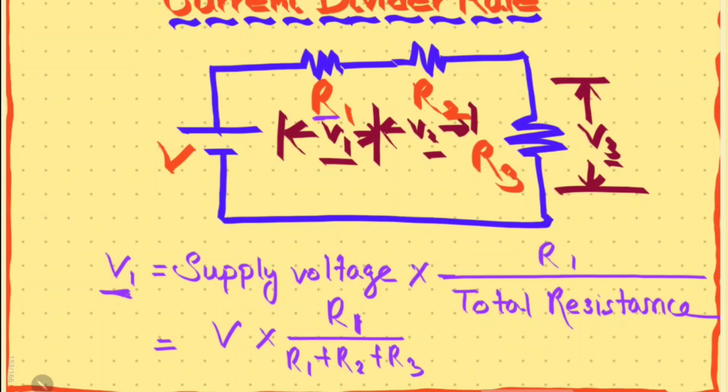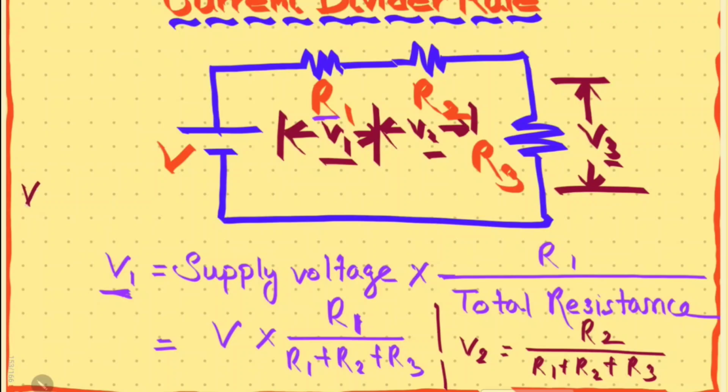Similarly, the voltage across R2 is V2 is equal to R2 by R1 plus R2 plus R3. Similarly for V3, the voltage across R3, we can write V3 is equal to R3 by the total resistance R1 plus R2 plus R3. So this is the voltage divider rule, and we apply it to find the voltage drop across series resistances.